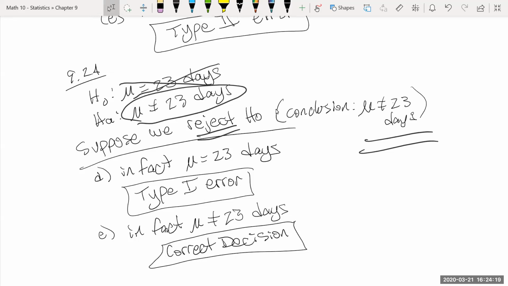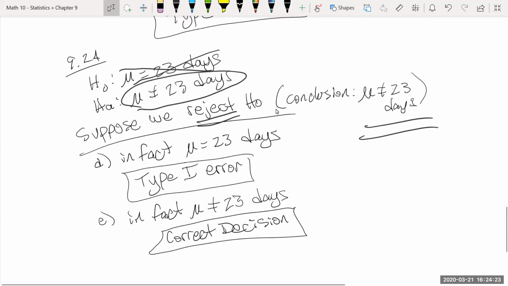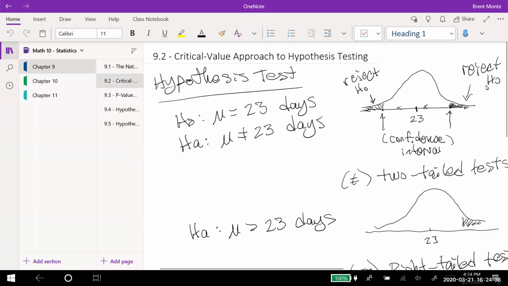So work with these, get some practice there to see how you're doing. You'll get some practice with that in the problems in the homework, so don't worry about that. So that's the end of 9.1. Let's flip over real quick to 9.2.